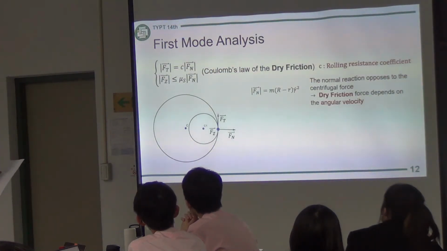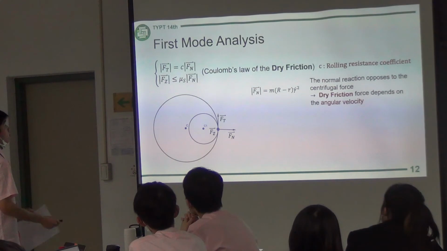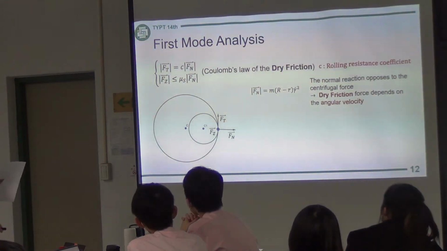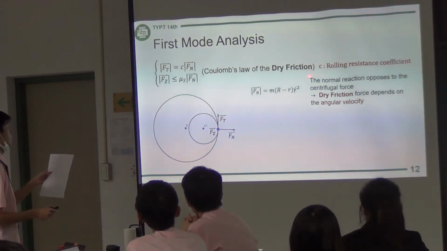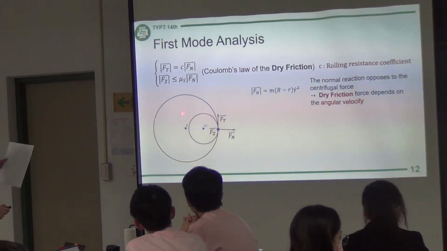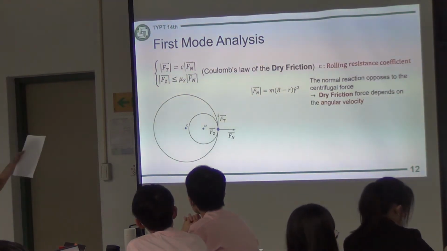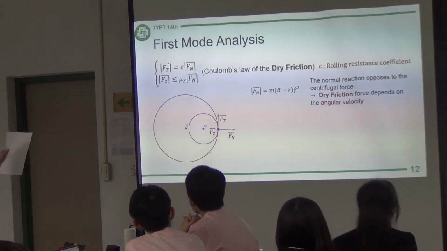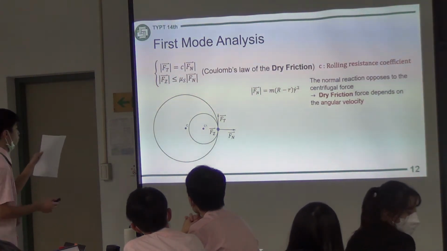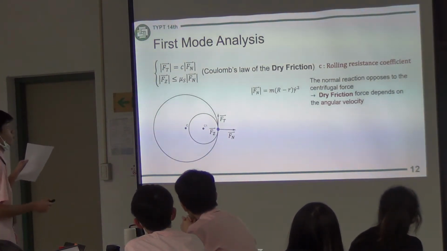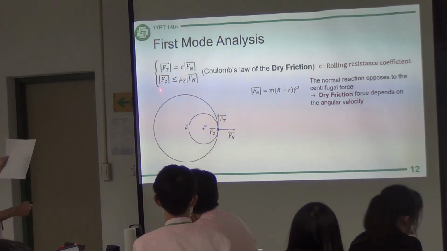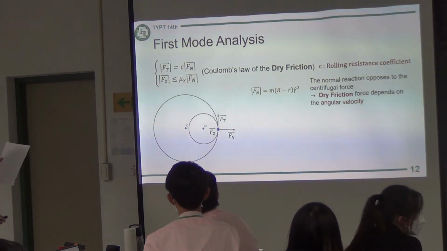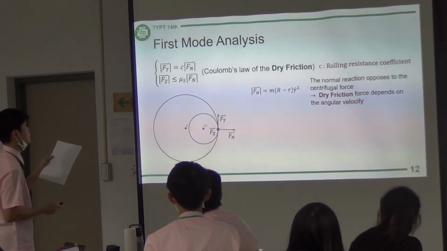Okay, so we use Coulomb's law of dry friction to get these 2 equations here. And C stands for the rolling resistance coefficient. And in the first equation, we use Newton's second law in the gamma direction to get this equation. And Ft stands for the tangent force, and Fn stands for the normal force. For the second equation, we use Newton's second law in the z direction to get this equation, and z stands for the z direction.